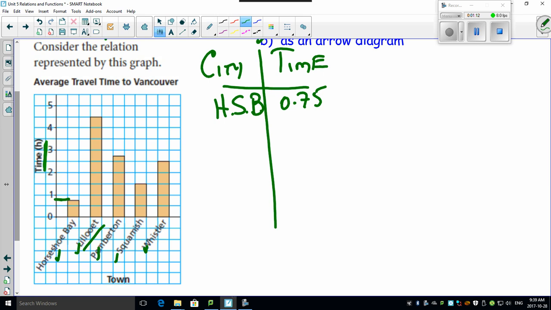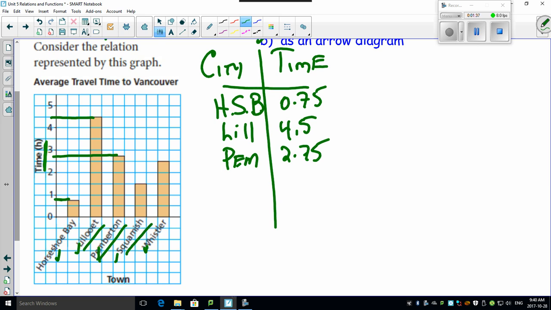Okay, let's go to the next one. That's Lillooet. Okay, so I'll just put it down as Lil. That looks like, oh my goodness, that's 4.5 hours away. So 4.5 hours away. Then there's Pemberton, which looks like it's about 2.75 hours away. So here's Pemberton. So that's 2.75 hours away.